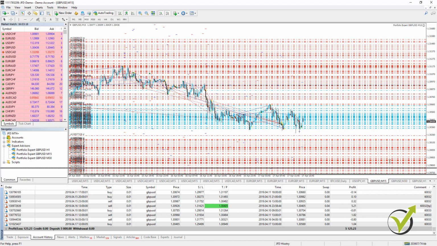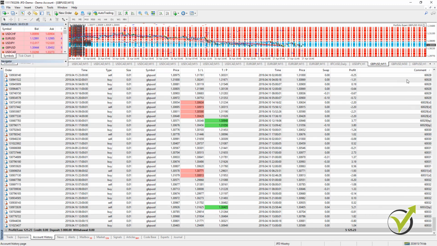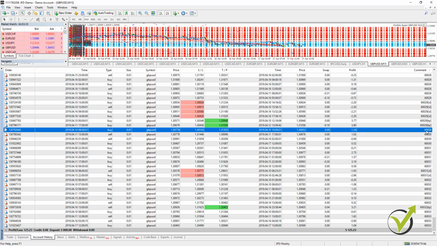So with the account history, it is really hard to follow the performance of the expert advisors. Let me make it a little bit bigger. On the right side we have the comment where we can recognize which expert advisor opened the trade and closed it, and they are arranged now by comment. For example, the expert advisor with magic number 60030, which is an expert advisor on H1, because we said with 60 we start the magic numbers for H1 chart, and this is strategy number 30.